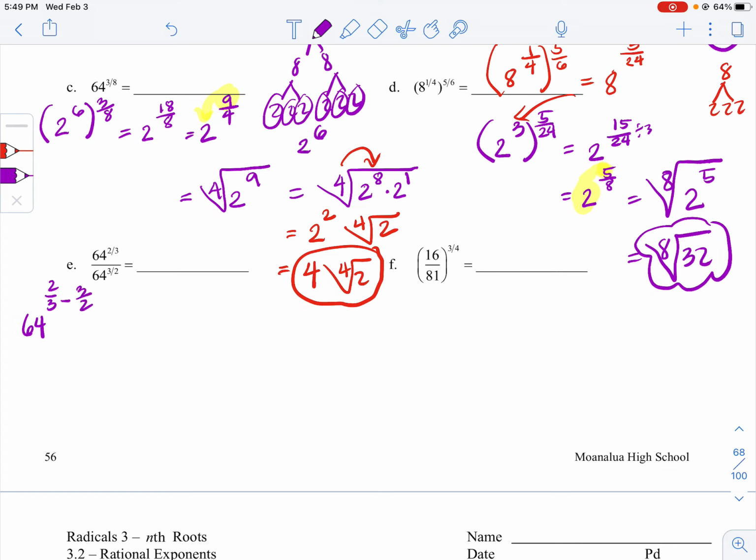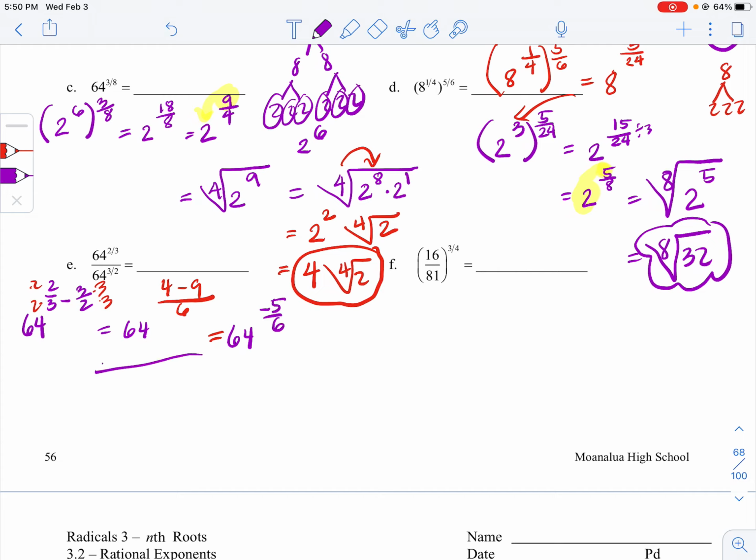Because 2/3 and 3 over 2 don't have the same denominator, I'm going to multiply this by 2 and this by 3, right? So the denominator is 6, and I have 4 minus 9. Does that make sense? 2/3 minus 3 over 2 is going to be 64 to the power of negative 5 over 6.